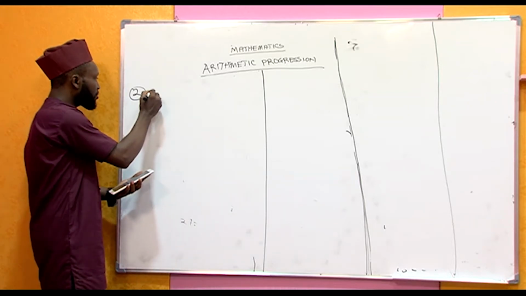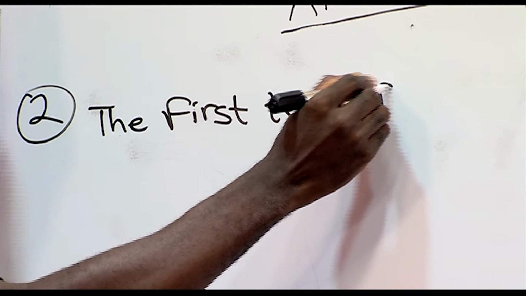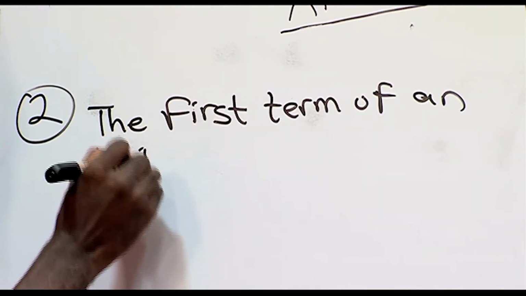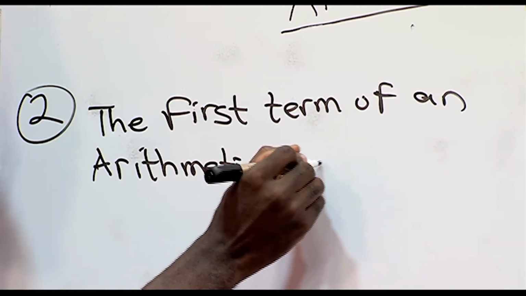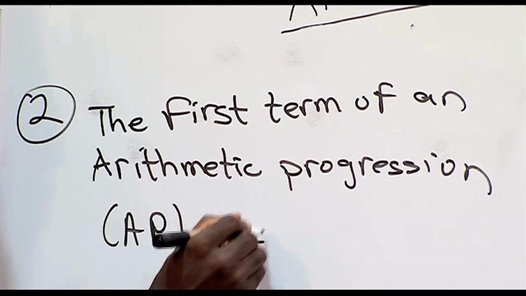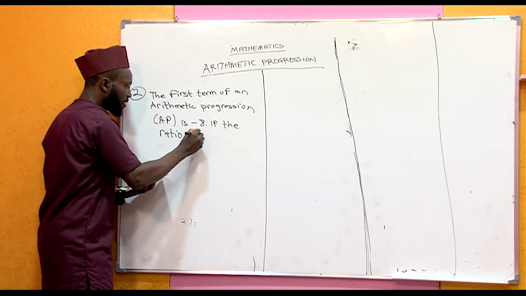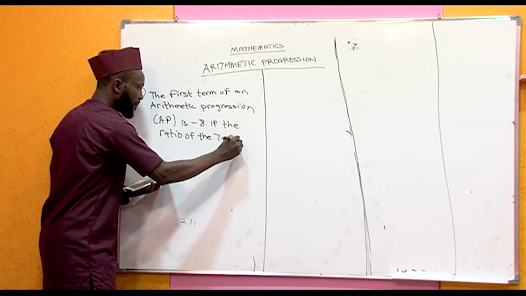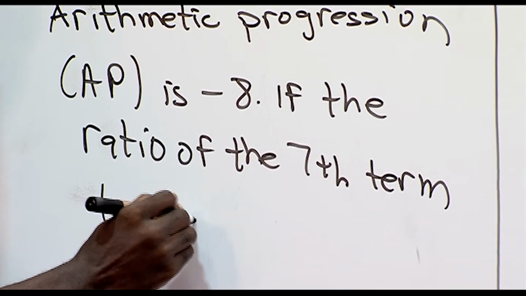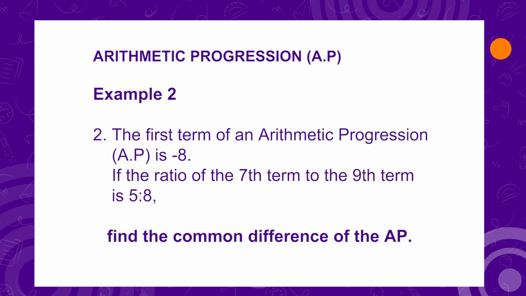Example 2. We are told that the first term of an arithmetic progression, which is also known as AP, is minus 8. If the ratio of the 7th term to the 9th term is 5:8, find the common difference of the AP.